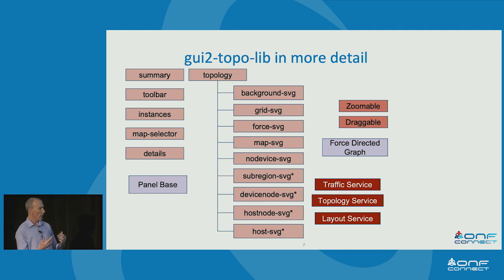And this has an SVG container, so SVG for the graphics, and then as I go along, I have each of the components contained by that SVG container, and I have an SVG suffix on the end of the name of them. So, for instance, the background one can display the map. There's a grid SVG I added in for displaying a grid. Force SVG, map, node device SVG, subregion, and these ones with a star have multiple instances.